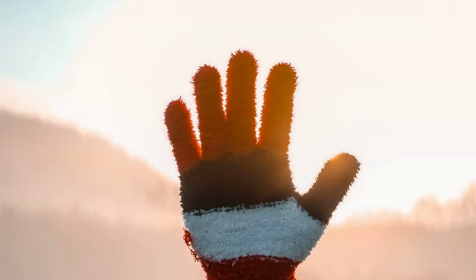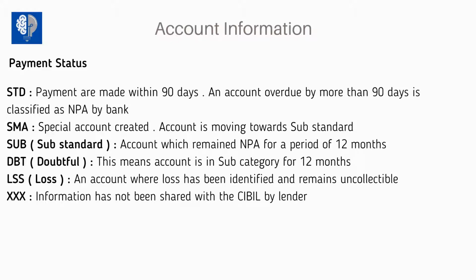Now we come to the payment status. In the payment status, which you will find monthly, there are different nomenclatures used and there's a meaning to each and every one. If it is written STD, it means you are making the payment within 90 days. If it is more than 90 days, then it is called NPA, which is non-performing assets, which is not a good thing for you. It only comes if the account is overdue for more than 90 days.